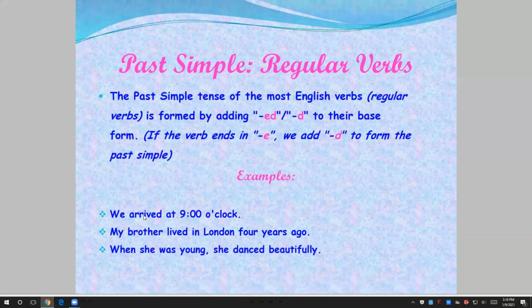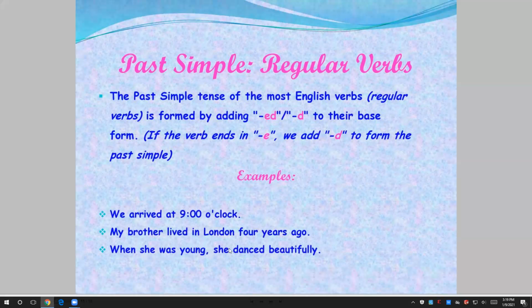Like we have these examples, like the verb arrive. Now this verb arrive ends in e. So it is a regular verb and it ends in e, so we'll simply put only d after that. So, we arrived at 9 o'clock. My brother lived. Now see, the present form is live, and it is a regular verb that ends in e, so we have only added d after that. My brother lived in London 4 years ago.